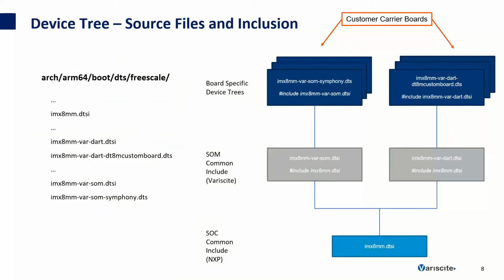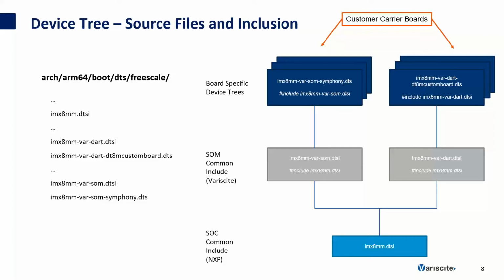For Variscite's IOMUX 8 family, device tree files are located in the arch/arm64/boot/dts/freescale directory inside the kernel tree. Here we can see the same device tree files from the example in the previous slide, as well as a few new ones. In general, device tree files are built by combining several files together.